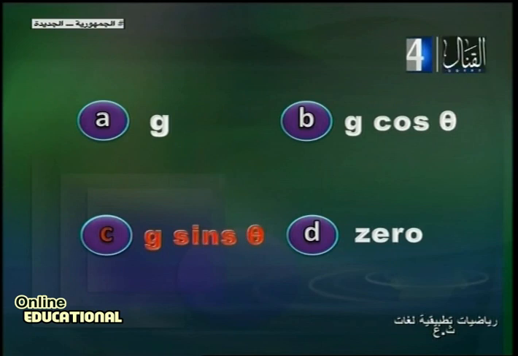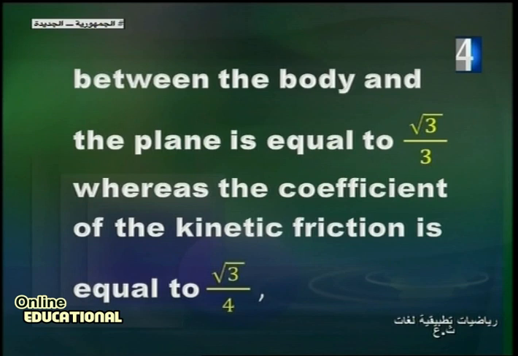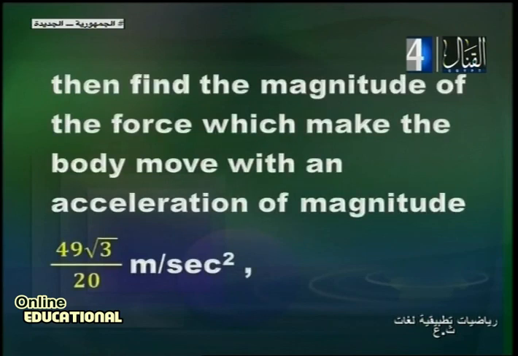Another exercise. A body of mass 12 kilogram is placed on a rough horizontal plane. If the coefficient of static friction between the body and the plane is equal to root 3 over 3, whereas the coefficient of kinetic friction is equal to root 3 over 4, then calculate the magnitude of the force which makes the body about to move, and find the magnitude of the force which makes the body move with an acceleration of magnitude 49 root 3 over 20 meter per second squared, knowing that the force inclines at 30 degrees to the horizontal.